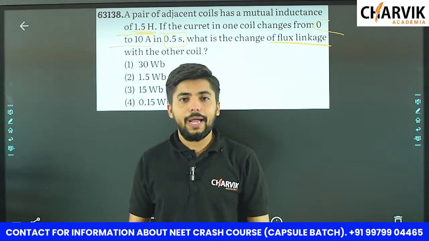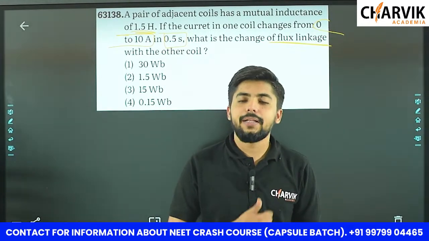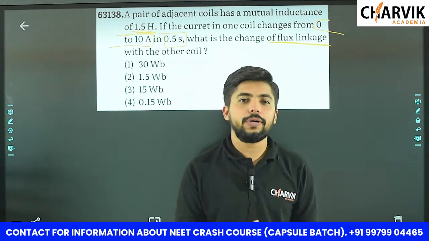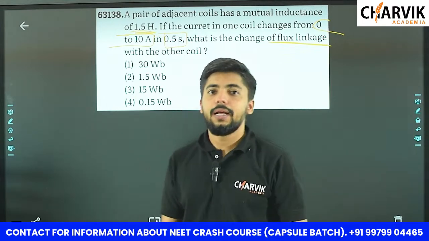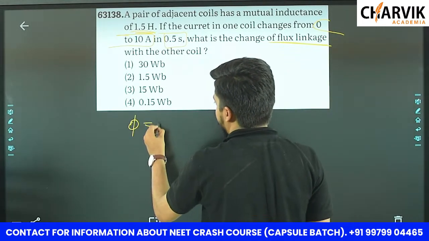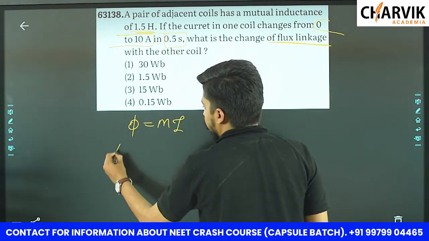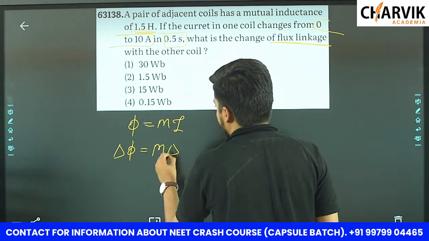So there are two types of linkage. One is self inductance, another is mutual inductance. In the last paper also they asked you a question from mutual inductance only, and we discussed the formula in that previous one also. So right now the formula of the flux becomes M into I, or we can say delta flux is equal to M into delta I.